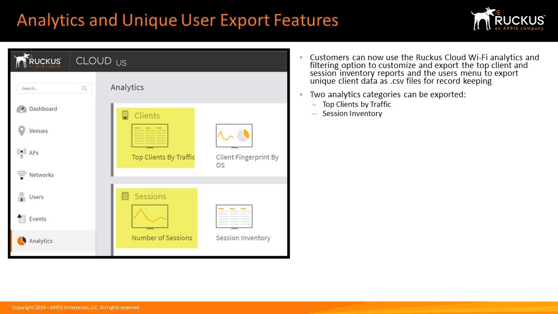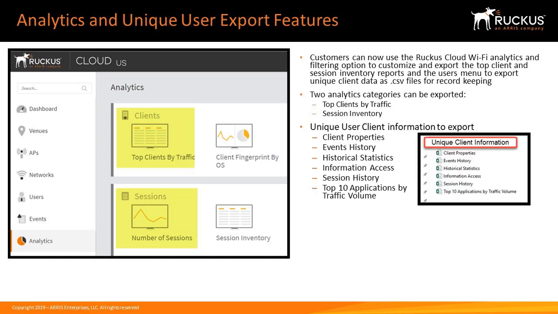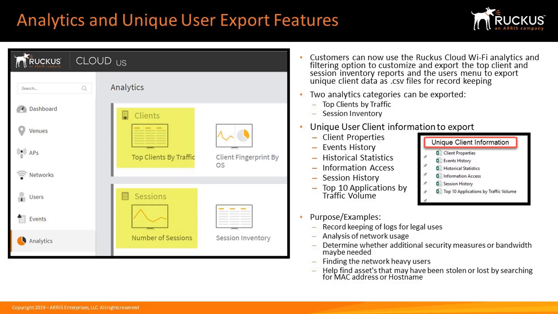Two analytic categories can be exported: top clients by traffic and session inventory. Unique user client information can be exported under the User menu. The reports that are exported are client properties, events history, historical statistics, information access, session history, and top 10 applications by traffic volume. So you might ask, well, why would you want to do this?